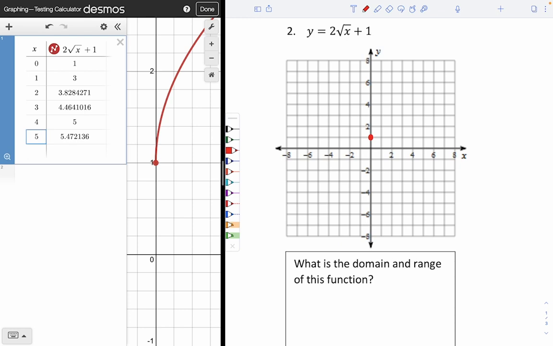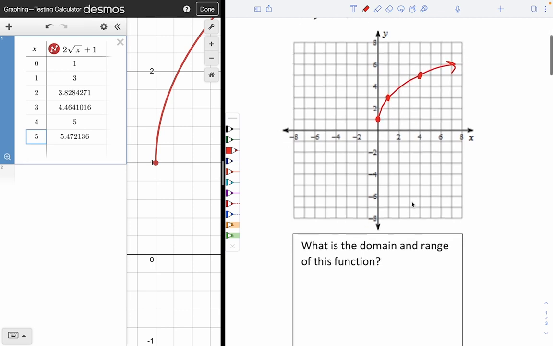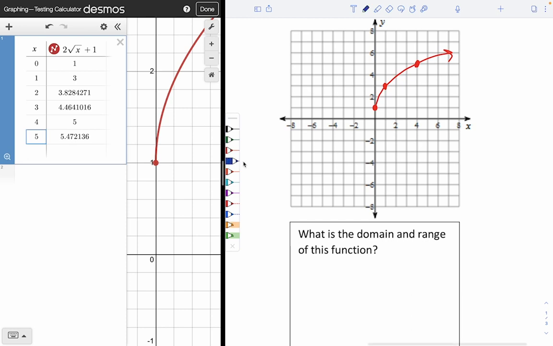So we have 0, 1. Another nice, easy point is 1, 3. And then another one is at 4, 5. And then from there, just follow the natural curve of the points, and we've got our graph. Okay, so we've graphed it. So now let's find the domain and range.